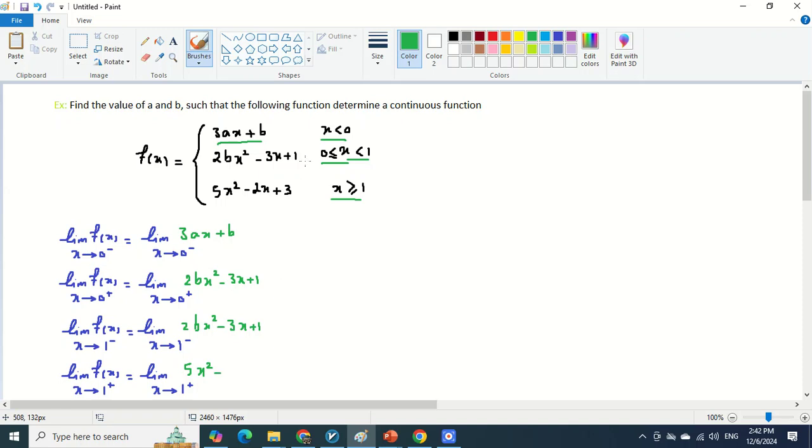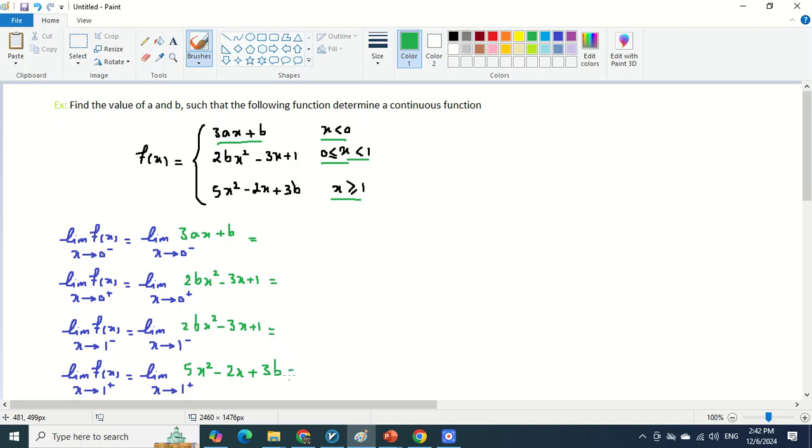Let me just put some b over here, a or b over here, to have a better function. 3b, let me just write it as 3b, and right now we have a better function over here, 5x squared minus 2x plus 3b. So right now if I want to calculate the limits, you should simply substitute the value of x by the given values that you have in each limit.